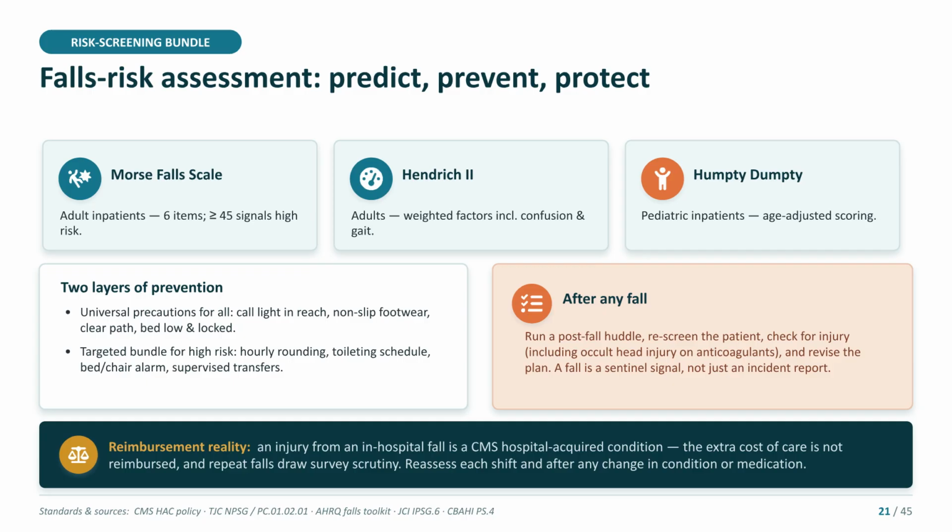Falls risk assessment is critical. Tools like the Morse Falls Scale, Hendrich II, or Humpty Dumpty for pediatrics help guide targeted prevention. Universal precautions like clear paths and low beds apply to everyone, while high-risk patients require intensive bundles. Always conduct a post-fall huddle after any incident.